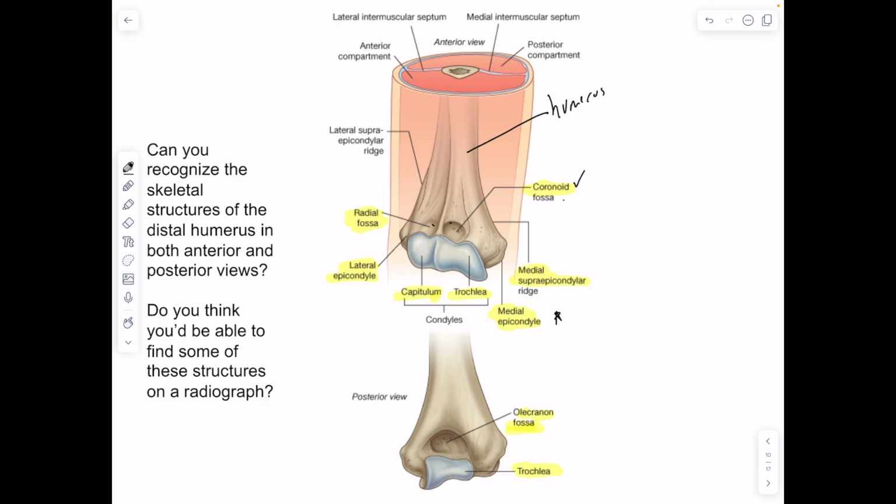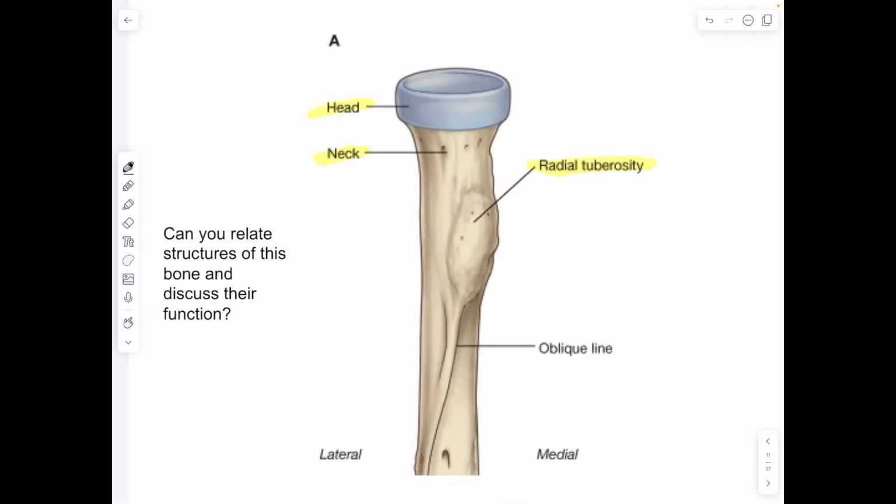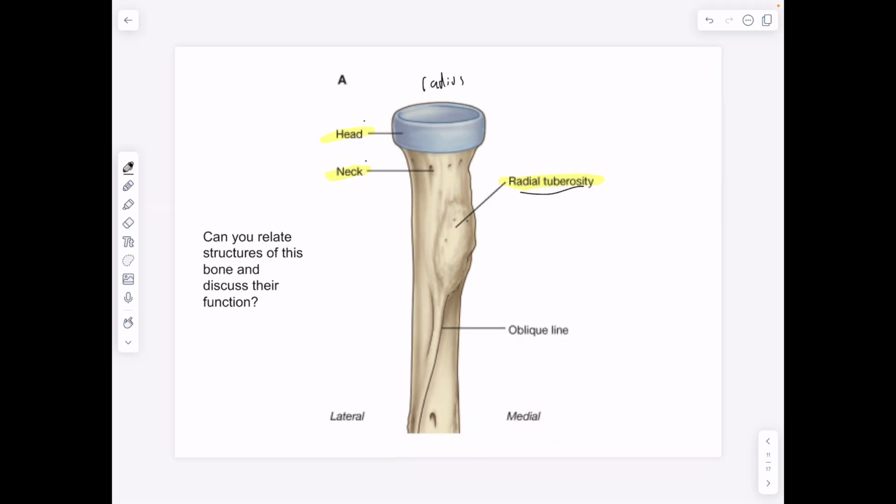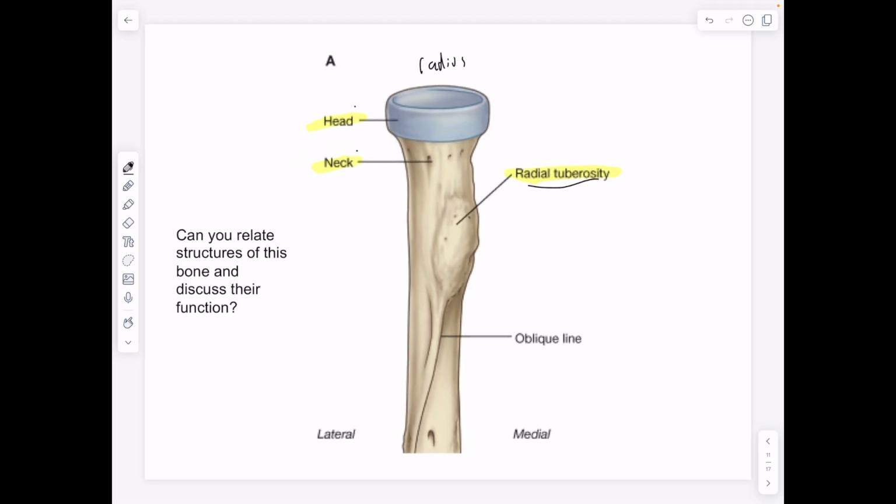An important one to note is the medial epicondyle. It's really obvious to see. Then we have the trochlea and the capitulum. The capitulum is for the radius, and the trochlea is for the ulna. All right, we know we have the olecranon fossa for the olecranon. Here we have the radius with the head, the neck, and the radial tuberosity. The radial tuberosity is for the insertion of the biceps.